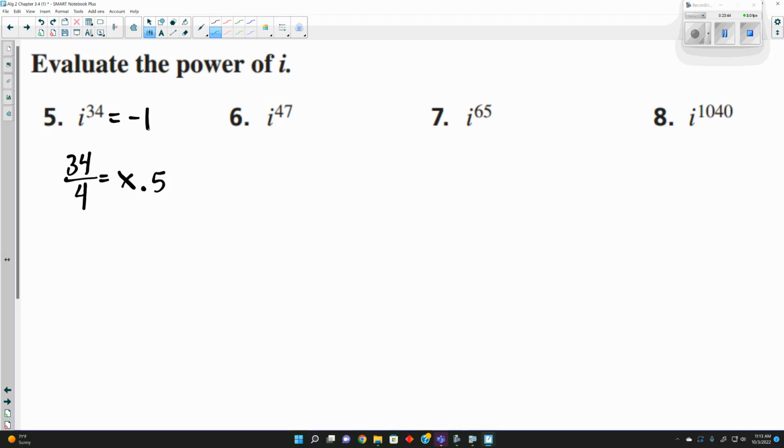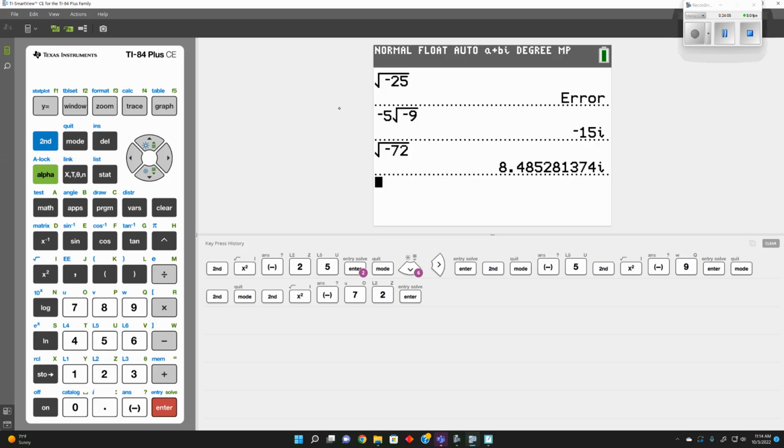And we do the same thing with the next one, 47. So this here is going to give us some number 0.75, yes, guys? Now we could try this in the calculator, because down where the decimal is at, we do have i.